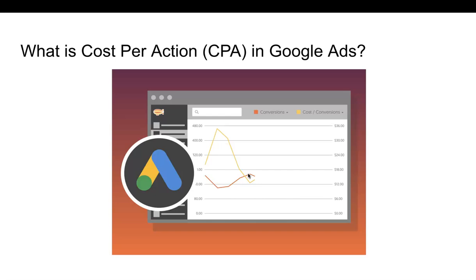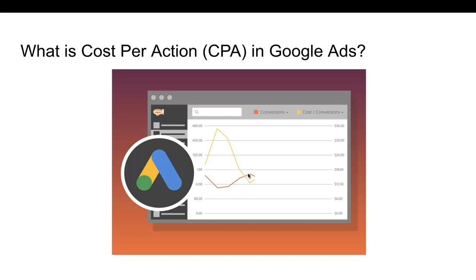So what is cost per acquisition in Google Ads? Well, cost per acquisition is sometimes called cost per action. I call it acquisition, and it's a key PPC metric that tells you how much you're spending to achieve your conversion. Whether that's a sale or a sign up or even a lead calling your phone, right?